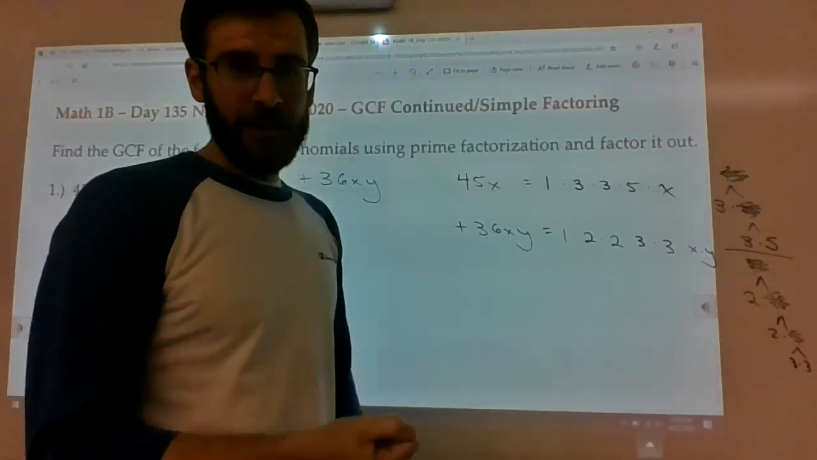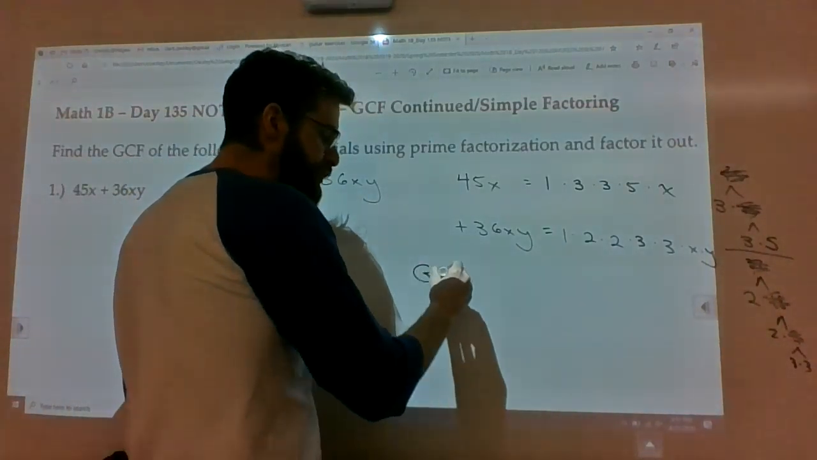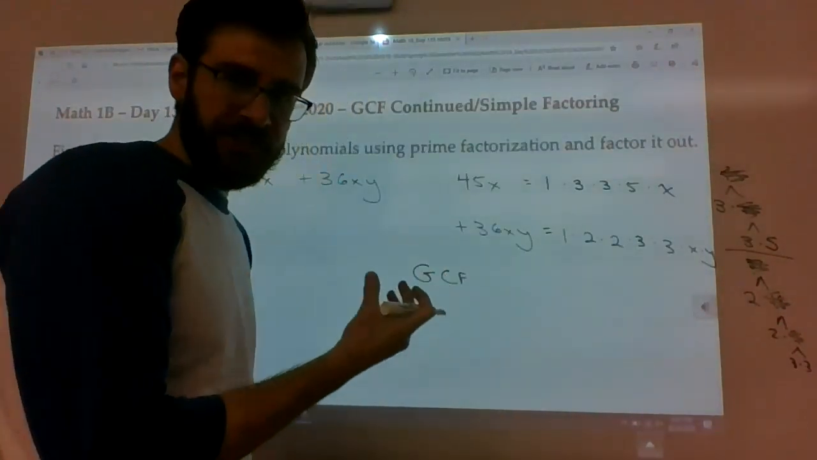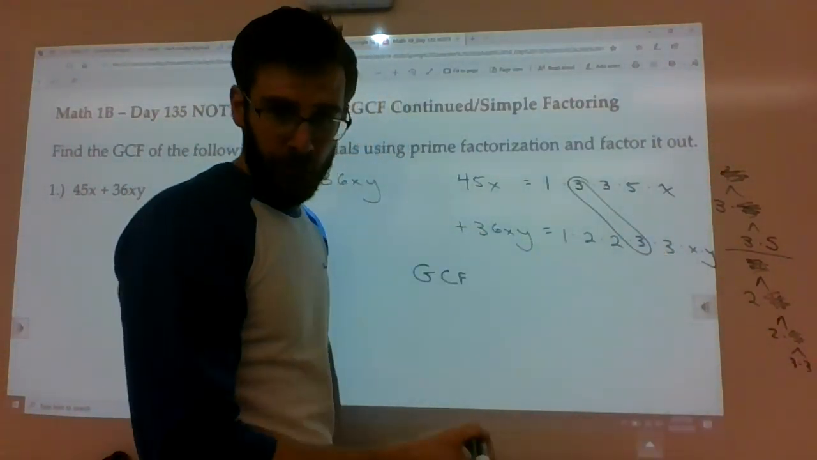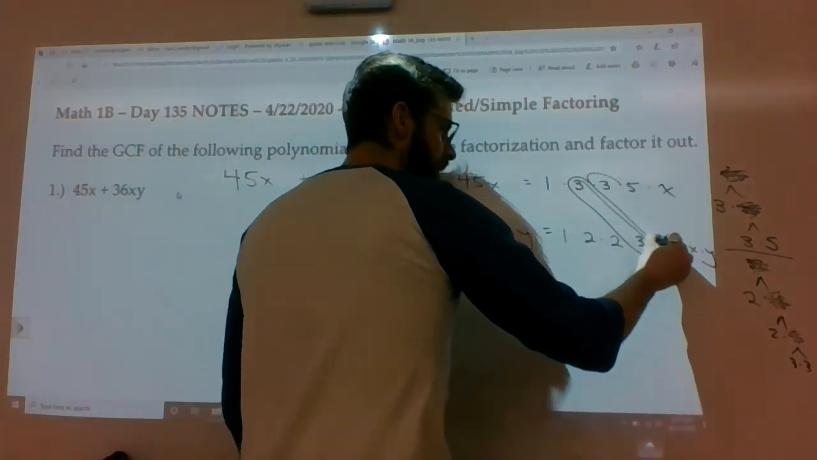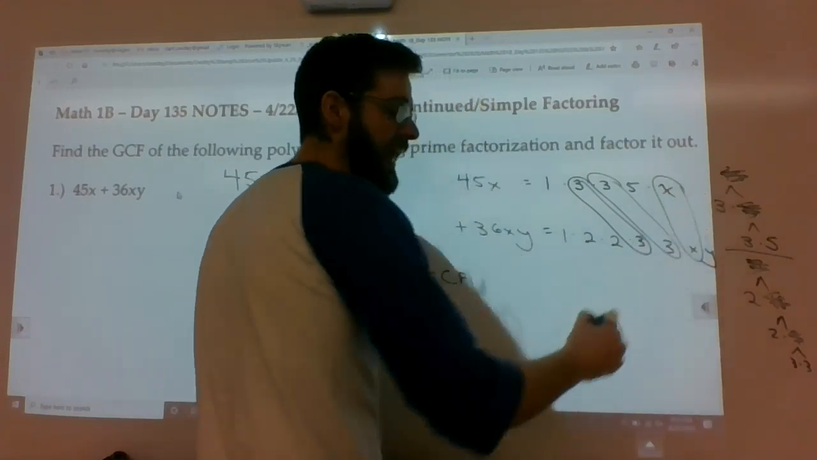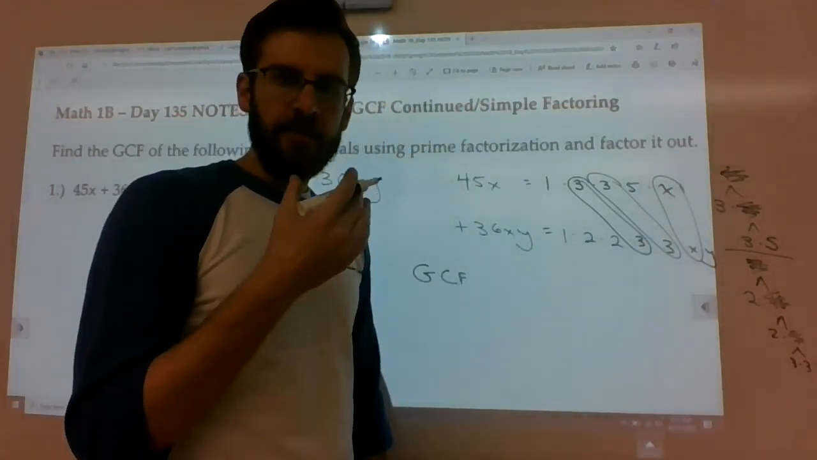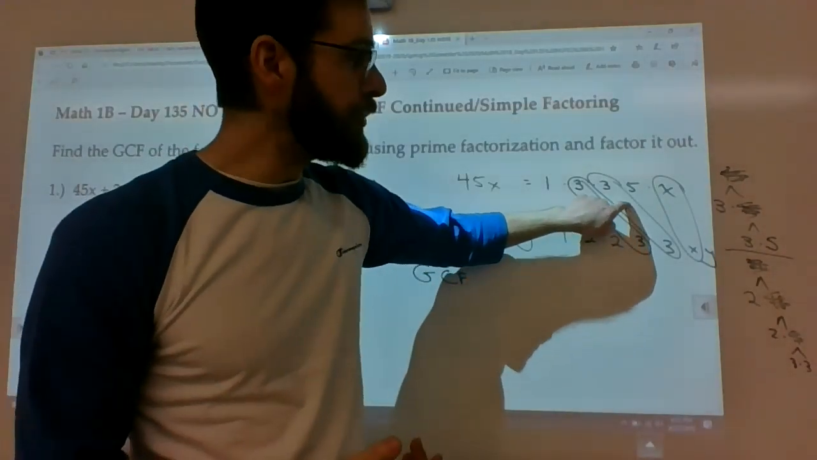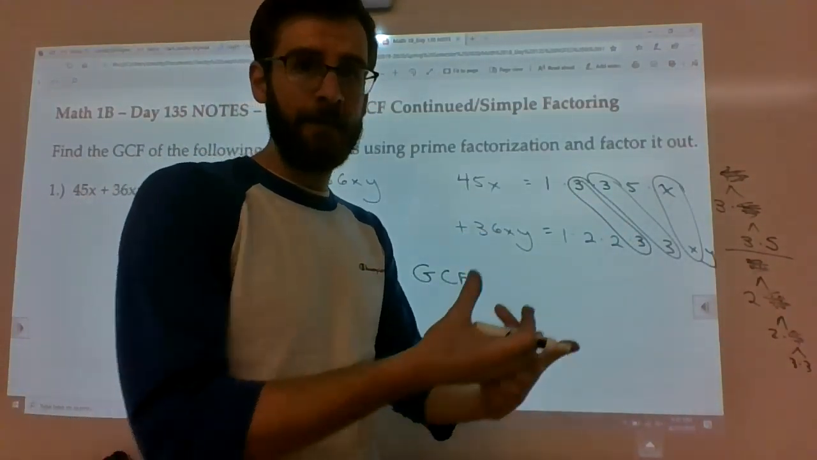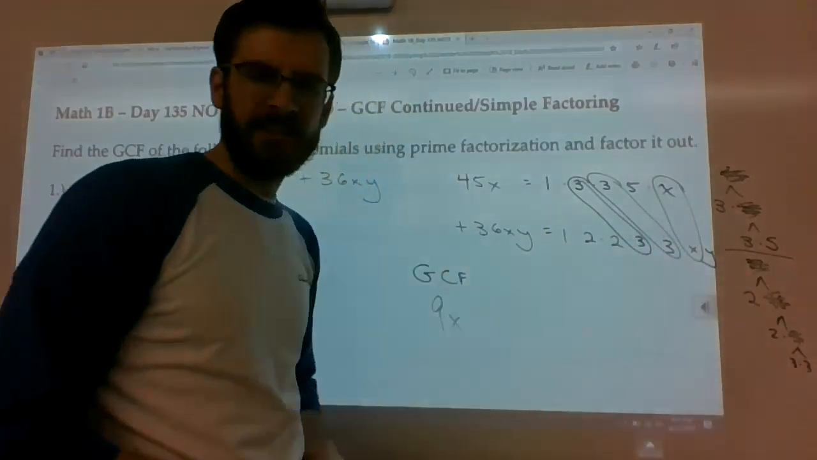Now the actual factoring of the polynomial looks like this. You are extracting, you're taking out the GCF. They share a 3, a second 3, and an x. That represents what the greatest common factor is. So they share 2 3's. So you're going to say it's 3 times 3 times x. It's 9x.